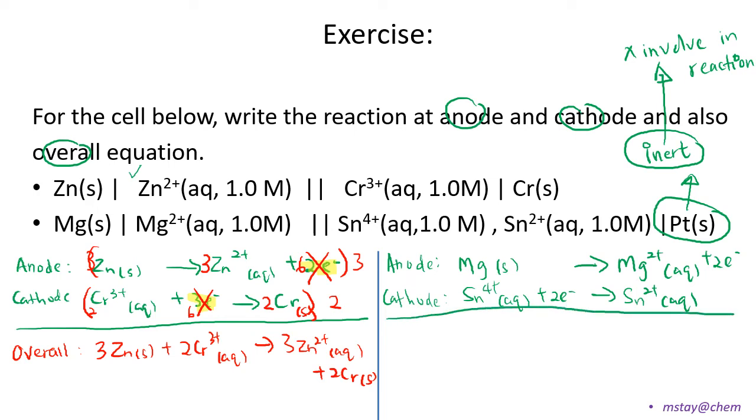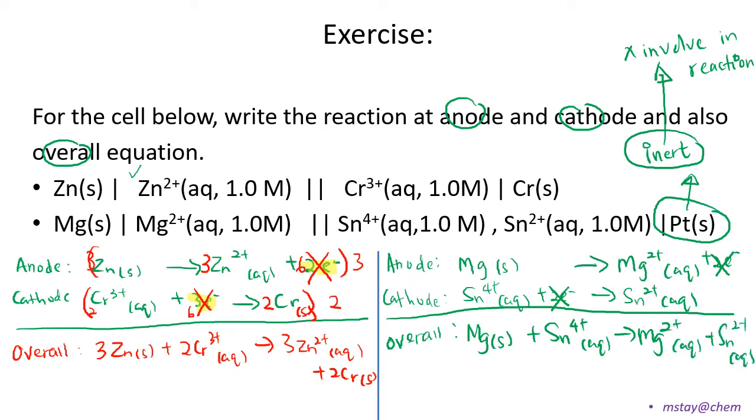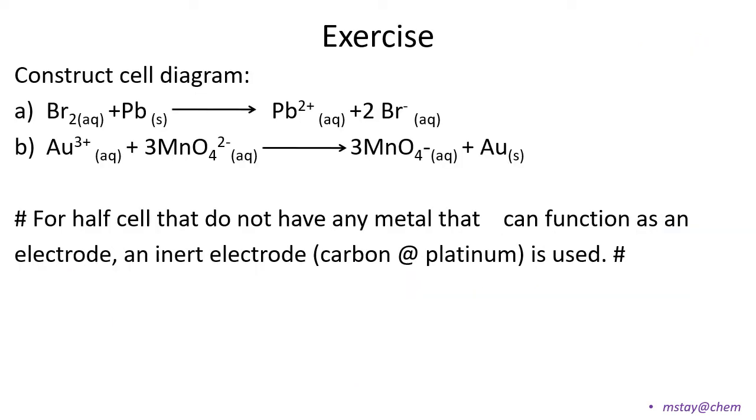So now we combine these equations. Since in this case 2 electrons are on both different sides, we can totally cancel them out. We end up with 1 mole of magnesium reacting with 1 mole of Sn4+ to produce 1 mole of Mg2+ and Sn2+. Okay, proceed to the next exercise.